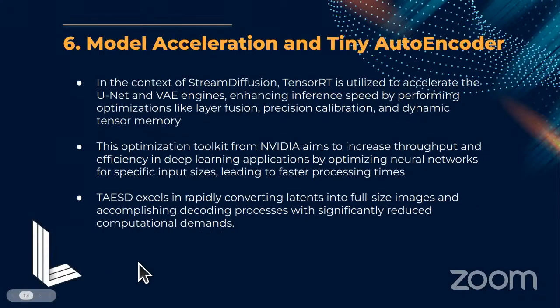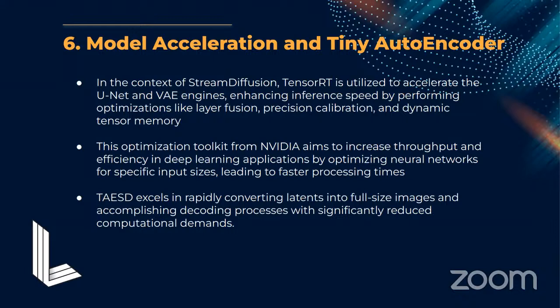Then the model acceleration with tiny autoencoder. That's the TAESD, tiny autoencoder for stable diffusion. We wanted the model to also be very fast and high performing. What did we do with the stable diffusion model? We wanted it to be very fast.